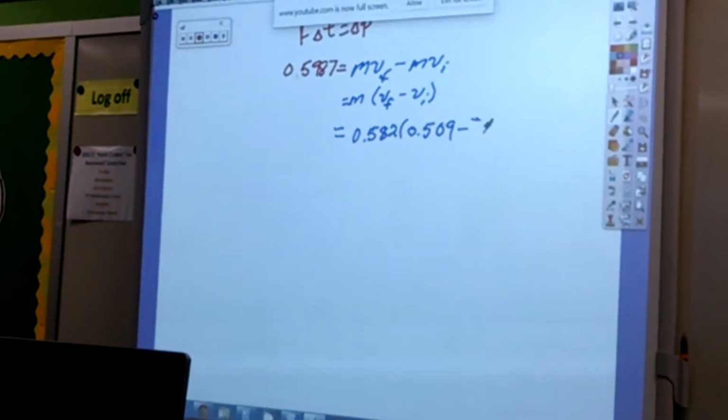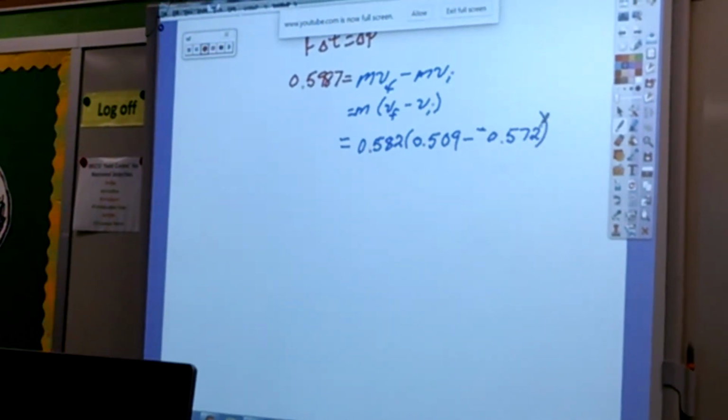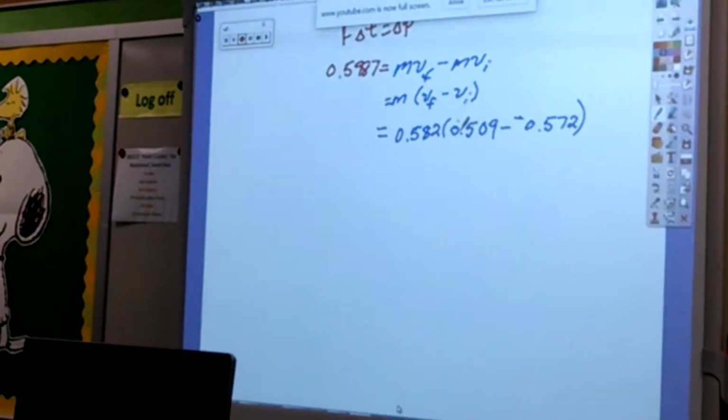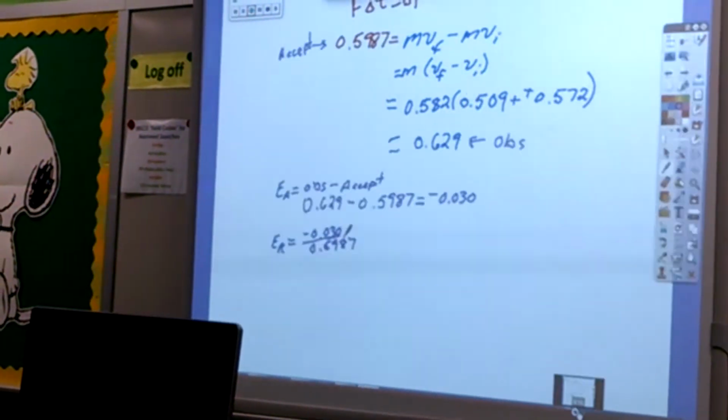It's negative 0.572. Fantastic. All right. And then it continues on. Now this is a little bit long. It's about 10 minutes, but it walks them through every step of the lab, even through the error analysis.